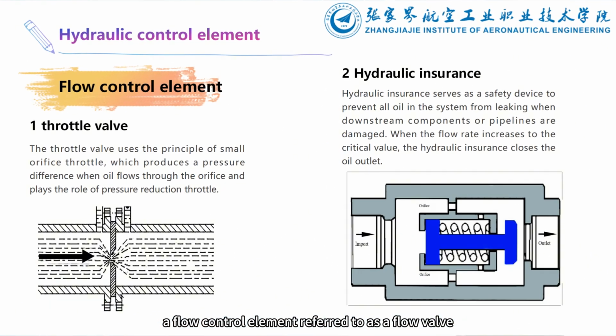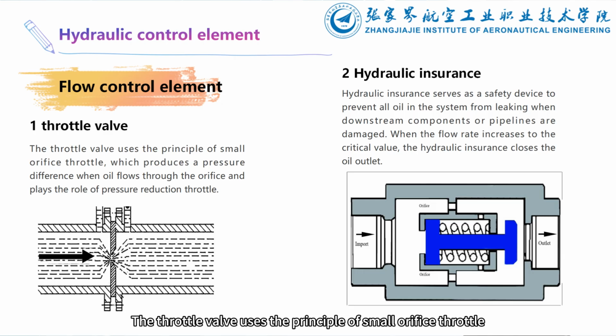A flow control element, referred to as a flow valve, functions to regulate and control the flow of liquid in a hydraulic system line to regulate and control the speed of movement of an actuator. Common flow valves on aircraft are throttle valves and hydraulic fuses.